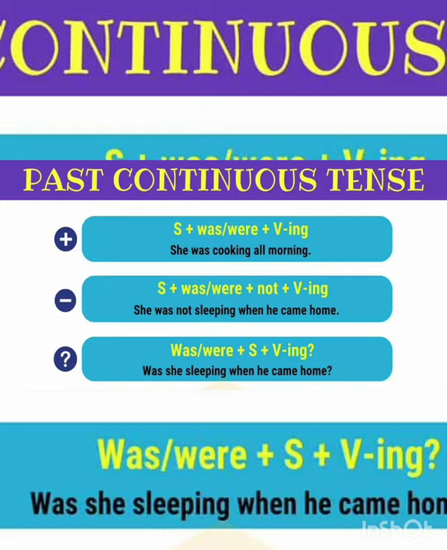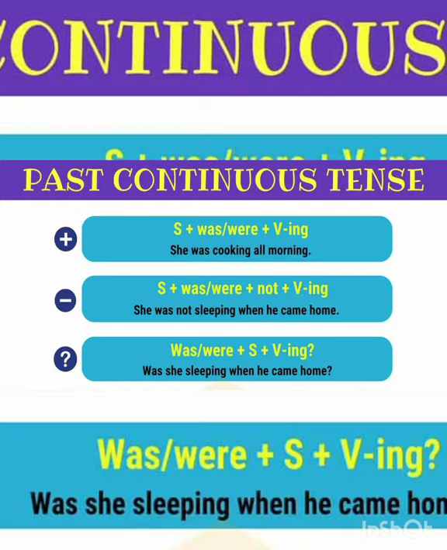Please do remember the formula for an affirmative sentence in past continuous tense is subject plus helping verb was or were plus verb 1, and we should add ing to the verb 1, and then comes the further part of the sentence. This is about past continuous tense.